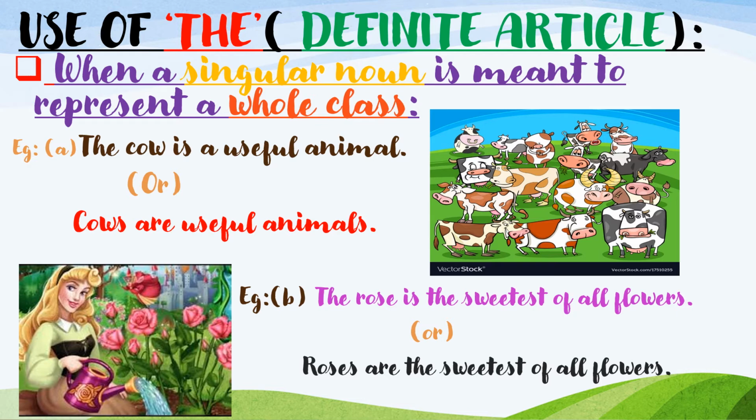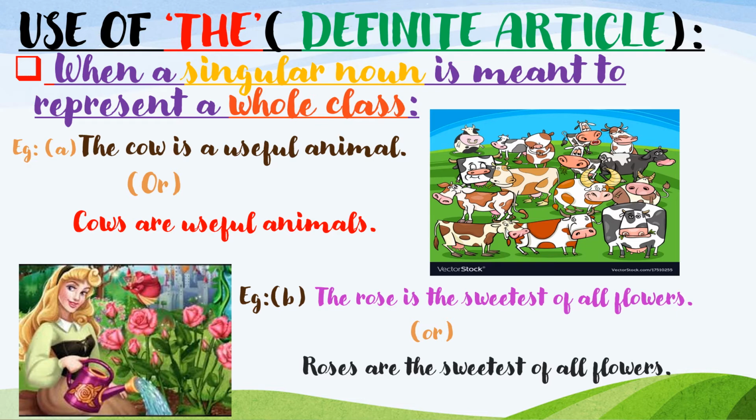So look at the next example. The rose is the sweetest of all flowers. So here the rose is a singular noun, but it is indicating the class of roses. It is indicating the whole family of roses.